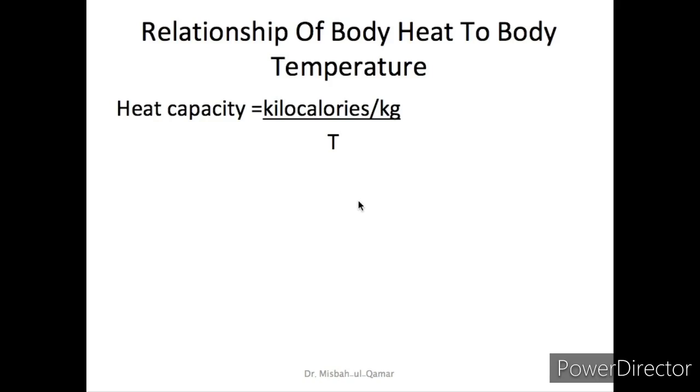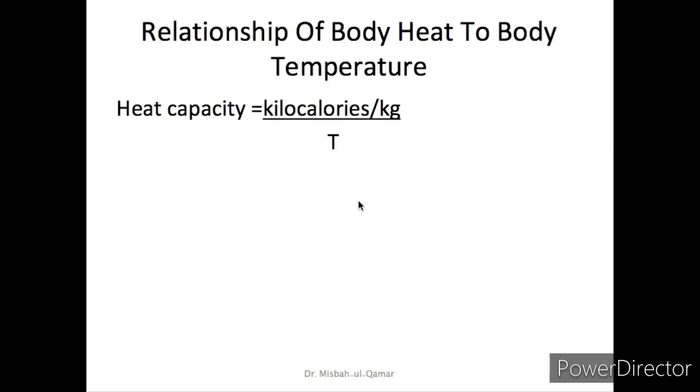So what is this heat capacity? Or you can call it specific heat. You see, this is a measurement of the changes in the body heat stores which are utilized to characterize the temperature regulation quantitatively.